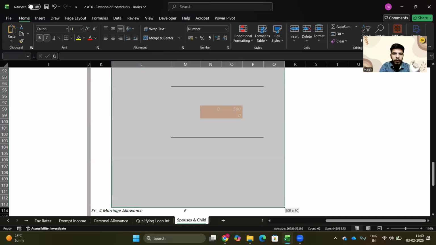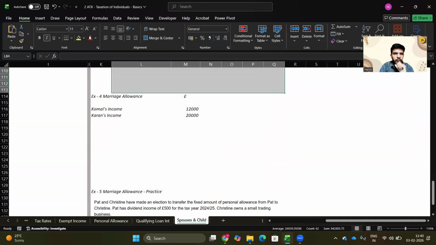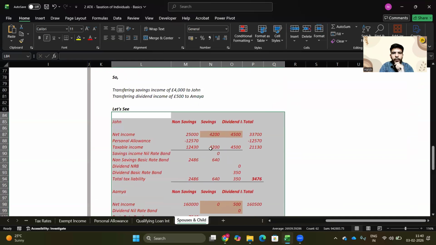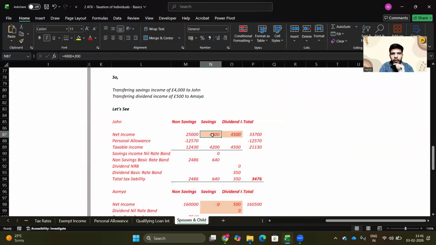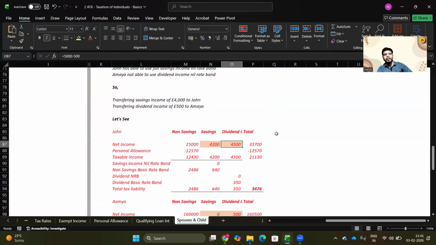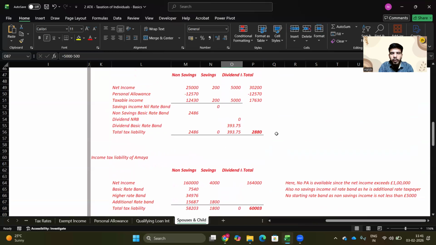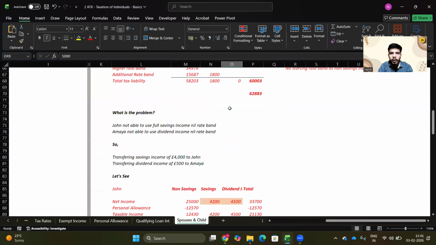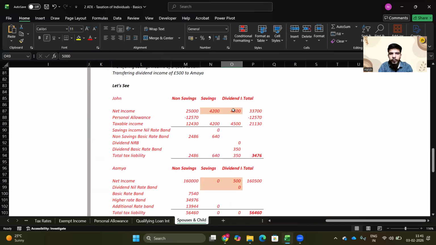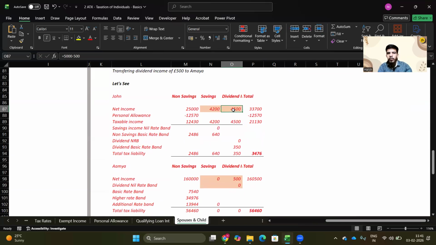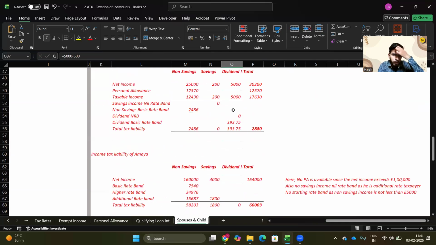So let's see how the calculation works here. It is a similar calculation: here we have £4,000 additional and here we have £5,000 additional. So of the £5,000, we transferred part of it.